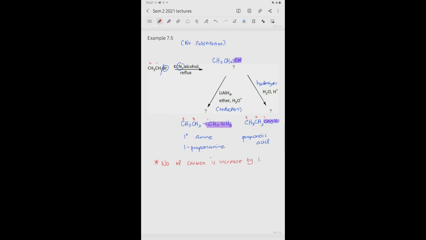This is very important, especially if the question asks you to synthesize. Synthesize propanoic acid from bromoethane, or synthesize the primary amine from bromoethane, so you can use this reaction. But if you don't want to increase the number of carbons in the final product in the synthesis question, you have to choose another method. So this method is not suitable, because the number of carbons will increase by 1.